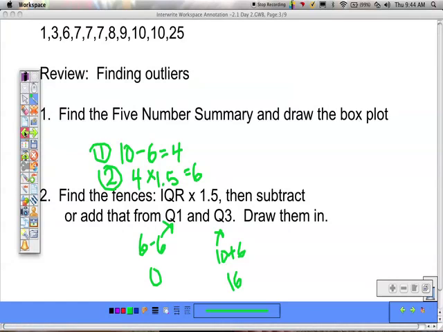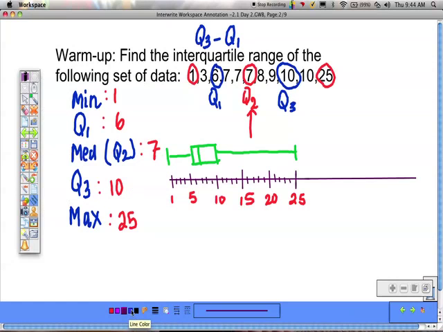So let's draw those in our picture. I'll use a dashed line here. Okay, so 16, here's a fence. And at 0, there's a fence. Anything that lies outside the fence is considered an outlier. So we know 25 is going to be an outlier right here. So anything here is an outlier.